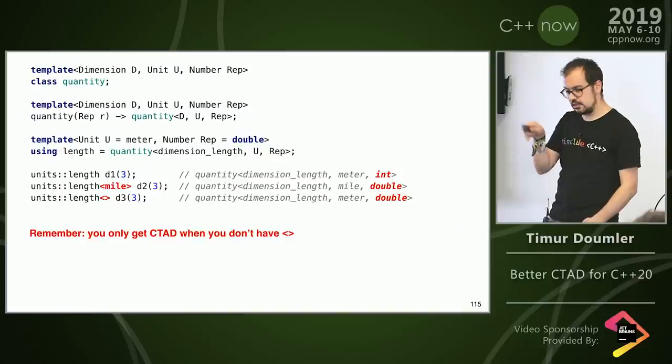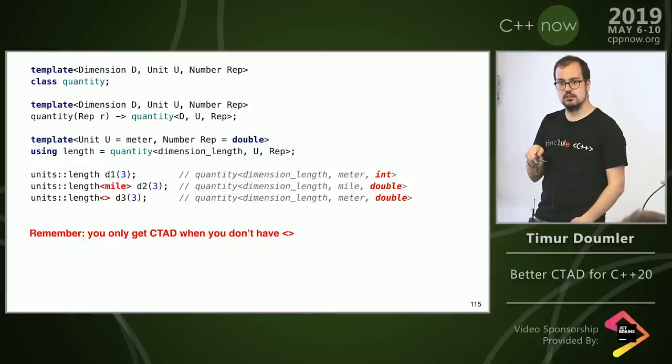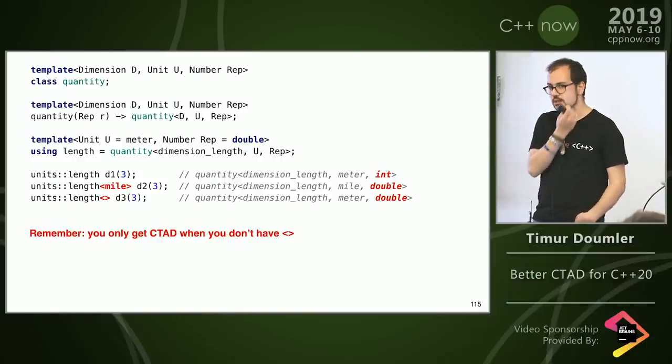So without angle angle, without CTAD, template alias will not compile. Right? If you have a template alias, you still have to do angle angle in C++14. Otherwise, it's going to say, well. I'm asking about 20. So what's the question?